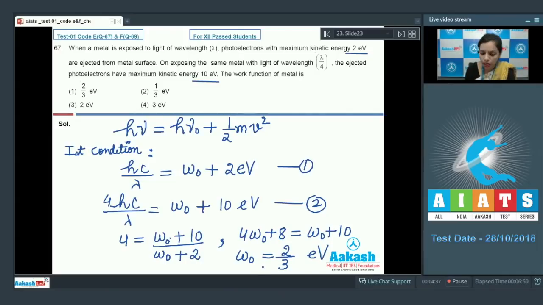That is work function. So the value of work function is 2 by 3 eV. This is the answer for this question. Answer is option 1. I hope this question is clear to you. Let's check what is the next question.